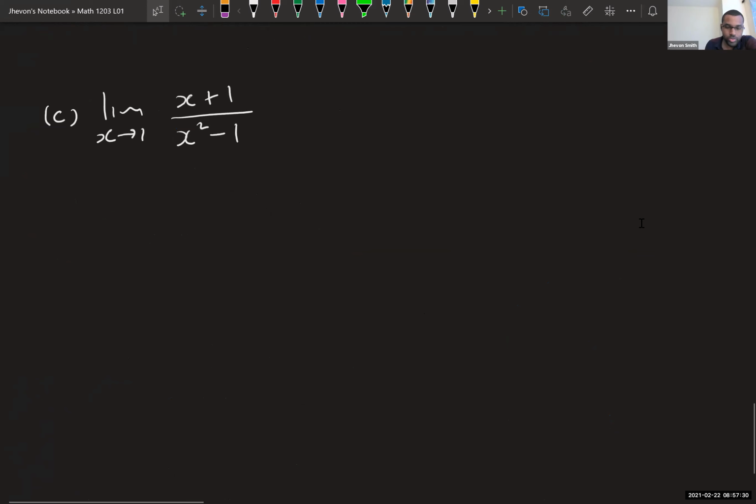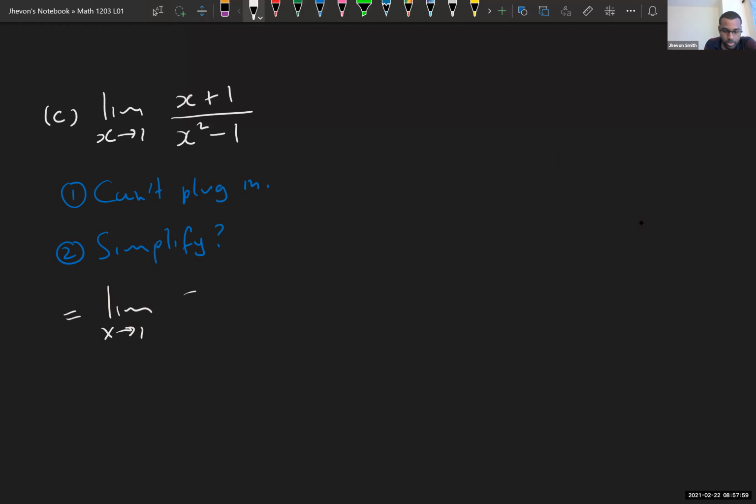All right, what do we do here? You go, can't plug in. Two, simplify. Can it simplify? There are times when I'll give you stuff that might not simplify, but can this one simplify? Well, yes, it is a difference of squares in the bottom. But that doesn't help you. Does it not?